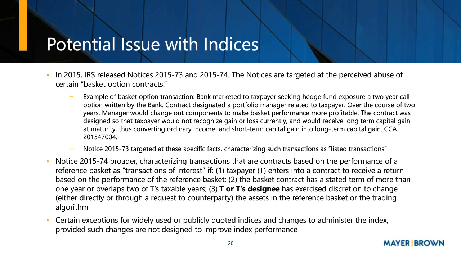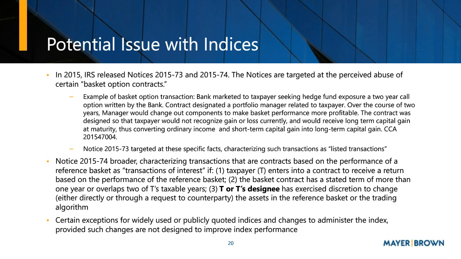So our second to last topic is the basket option notices. I'm not sure, 2015 was a busy year. As I said, in 2015, the final dividend equivalent regulations came out, and then we also got these basket option notices, Notice 2015-73 and 2015-74. These are pieces of IRS guidance that basically set forth how the IRS is going to treat certain transactions. And so these notices were targeted at the perceived abuse of certain basket option contracts.